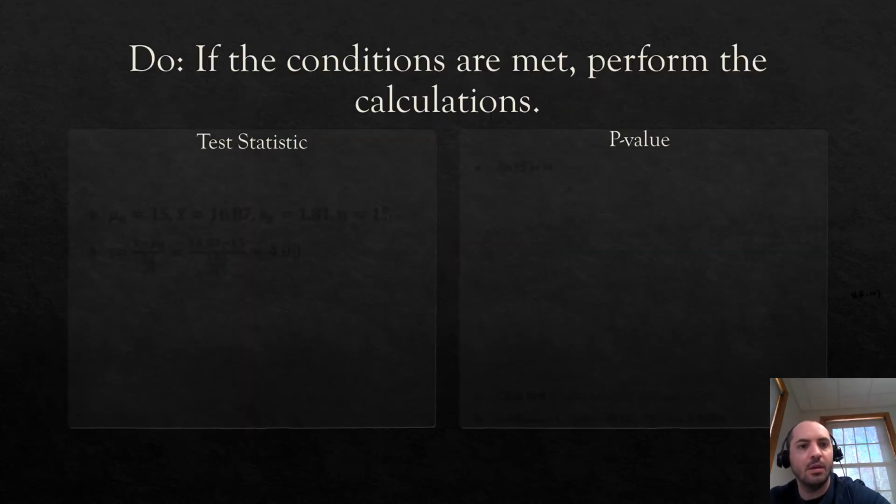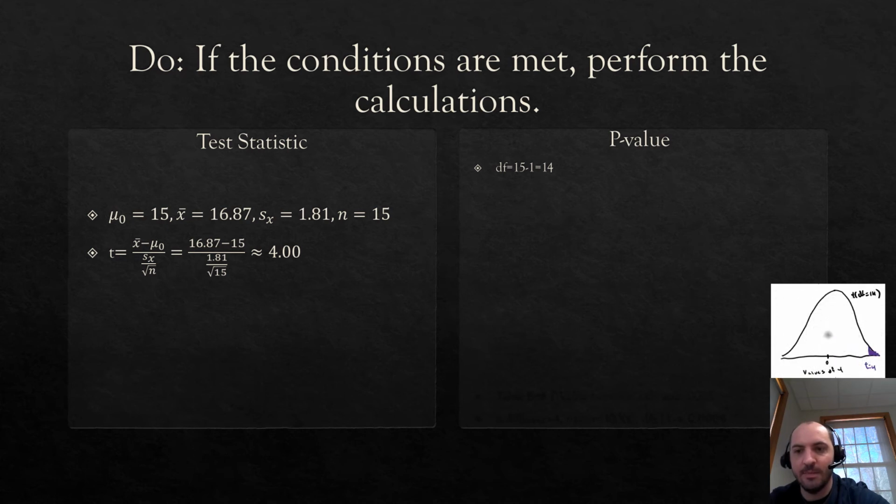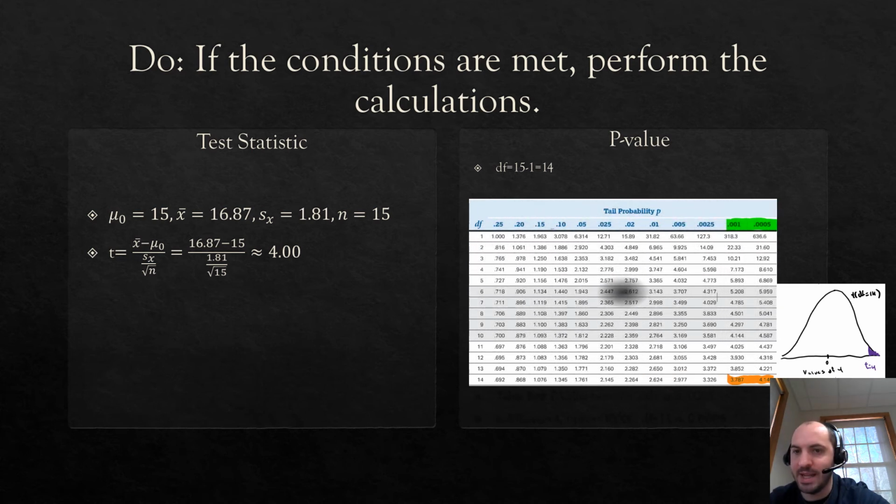For the test statistic, I take all my data, plug it into my formula, and I get a t-value of 4 here. So that is my test statistic. Now I can use that to help find the p-value. Our sample size is 15, so minus 1 gives me degrees of freedom of 14. So I have this picture here that I'm looking at. I go to my table and look in my table to find a degrees of freedom of 14 for that row.